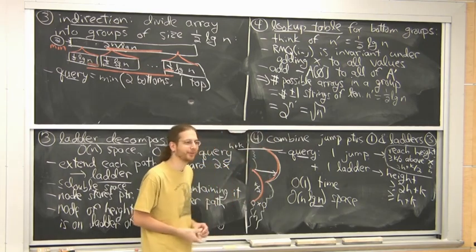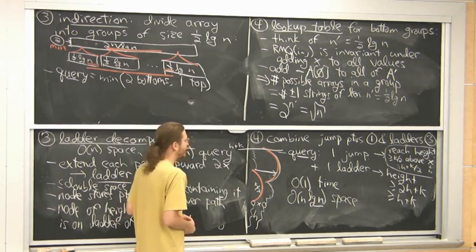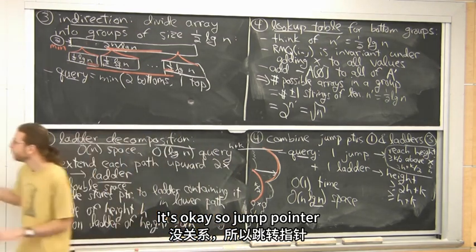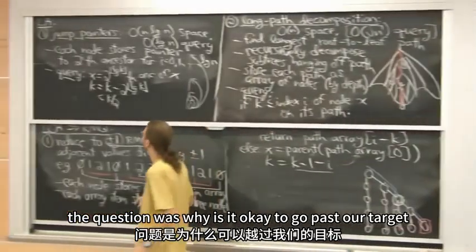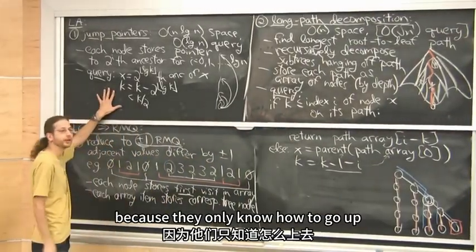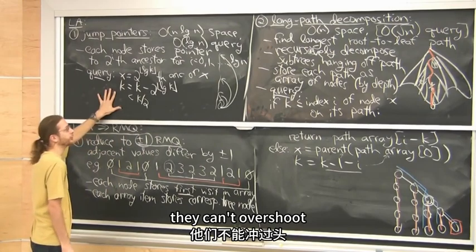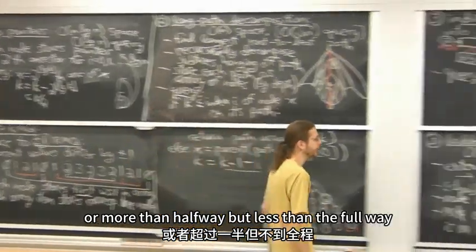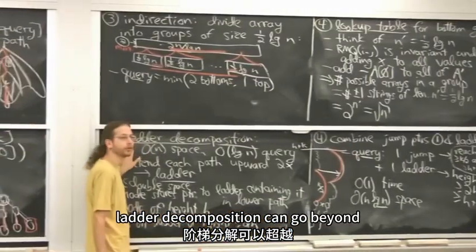Question? Why is it okay to go past your target? So the question was, why is it okay to go past our target? Jump pointers aren't allowed because they only know how to go up. They can't overshoot. That's why they went less than halfway. Or more than halfway, but less than the full way. Ladder decomposition can go beyond.